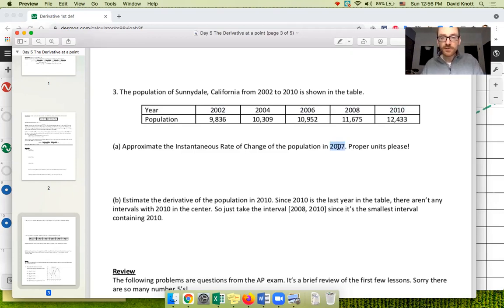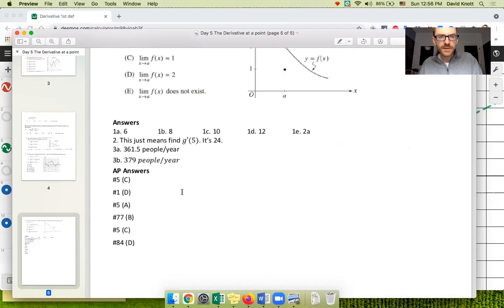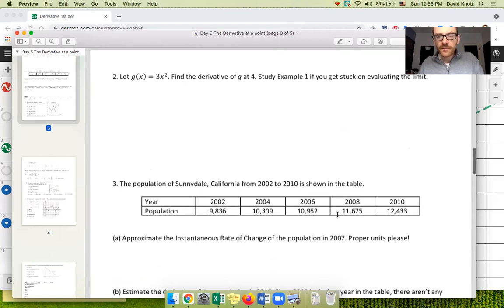So all we have to do is compute the average rate of change, AROC, over this interval. So it's the change in the value of the function, this guy here minus this guy here, over the change in x, so that's 2008 minus 2006. If you do that, you'll get your answer. So I wonder if I put the full answer there. Yeah, 361.5. So that's what you should get if you take this number minus this number divided by this number minus that number. And that'll give you the average rate of change.